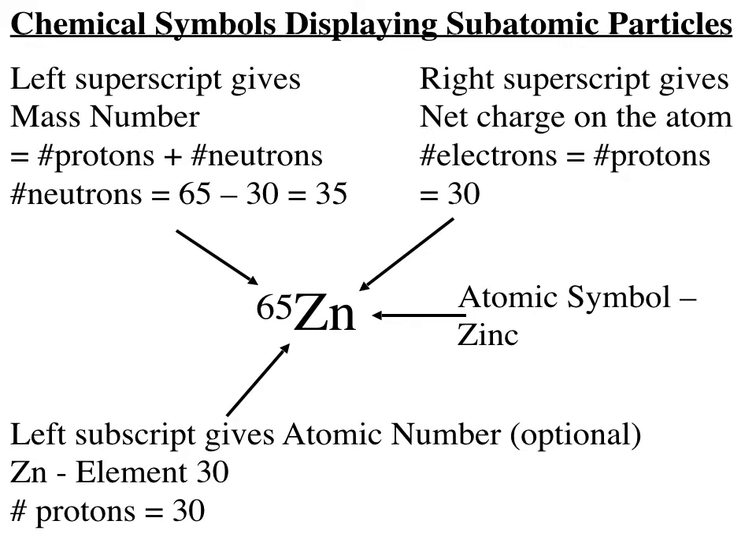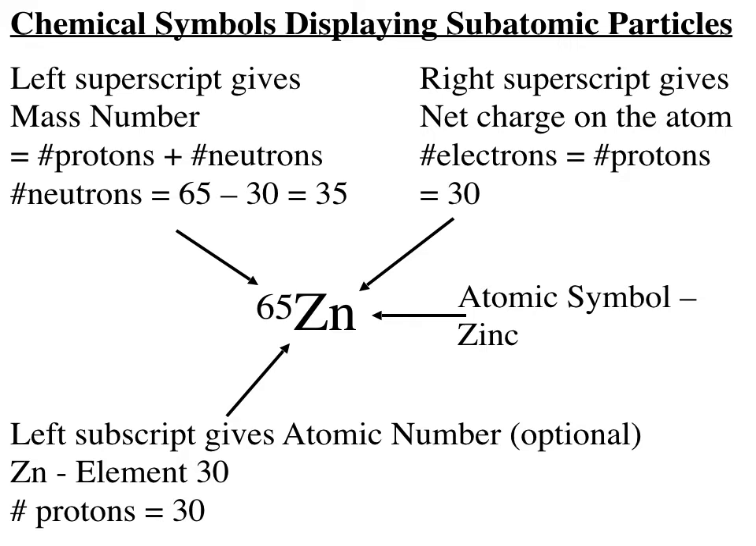If it is neutral and we know that zinc has 30 protons, then it must have 30 balancing negative charges. So this isotope must have 30 electrons. So it is a neutral atom with 30 electrons to balance the 30 protons.